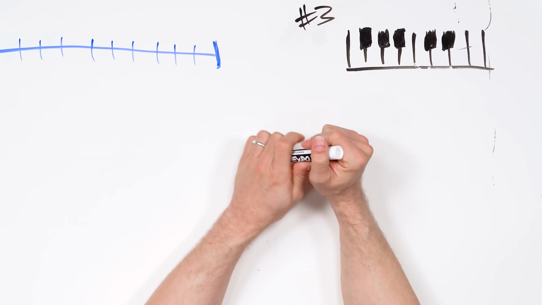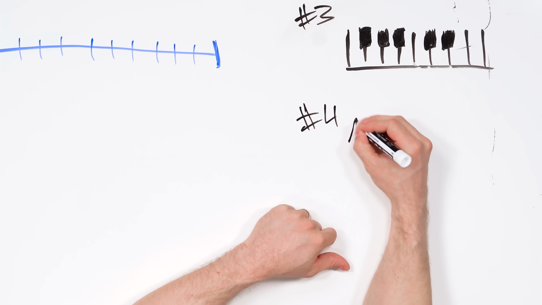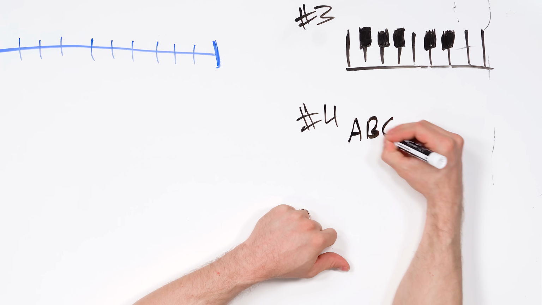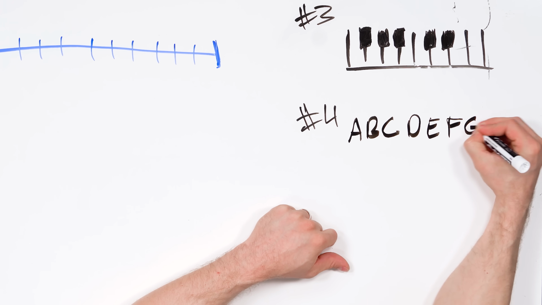Okay, number 4, the easiest one out of all of these probably is just the natural musical alphabet. And that's just the first 7 letters of the regular alphabet: A, B, C, D, E, F, and G. And these are all natural notes. That means that they don't have sharps or flats attached to them. And we'll get into that in just a second. But just realize that the natural musical alphabet is just the first 7 letters of the regular alphabet.